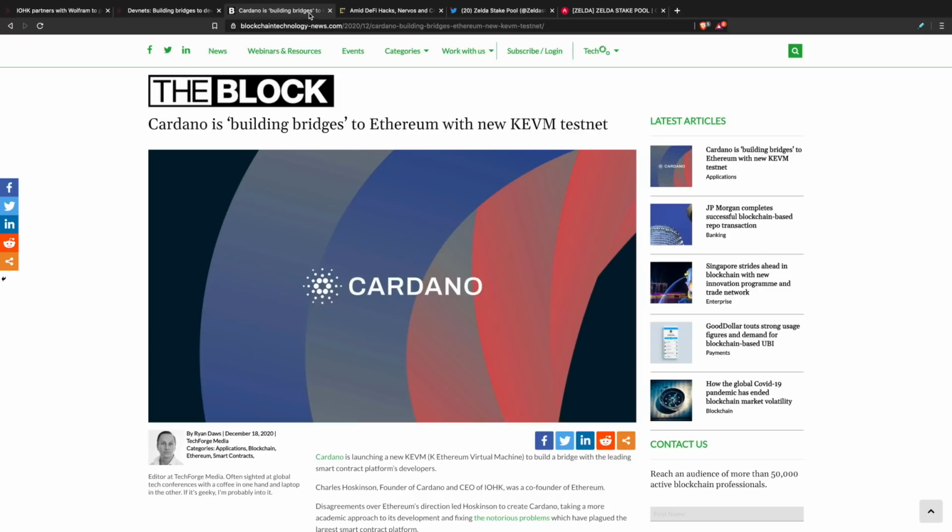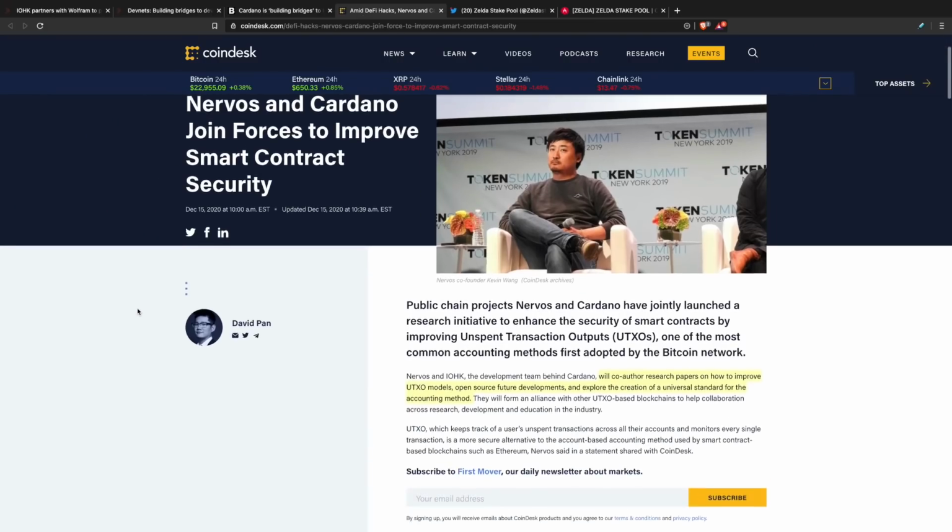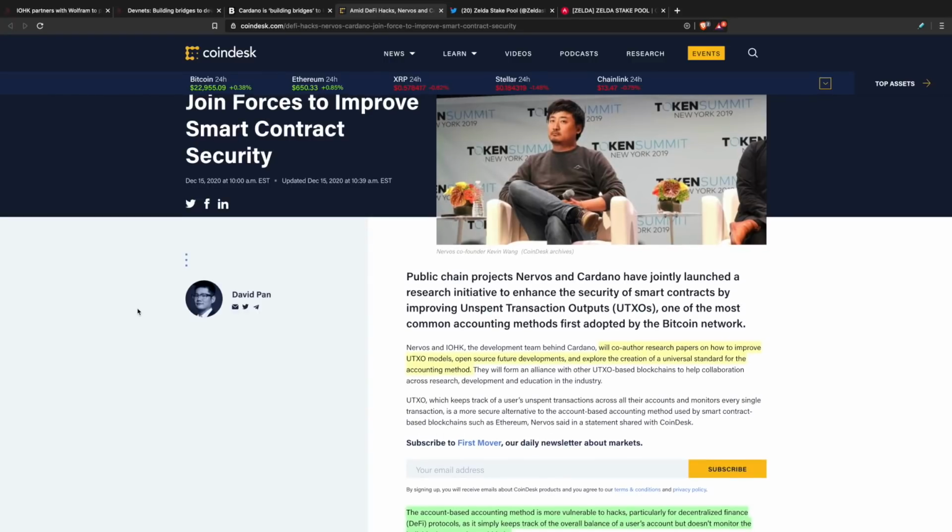And last up, for those of you all who have stayed till the very end, taking a look at some of the things we're seeing with DeFi. So now Nervos Network and IOHK have teamed up in a partnership and co-author some research papers on how to improve the UTXO model. This is a very interesting development as it comes to learning more about the underlying infrastructure behind blockchain technology. So they will form an alliance with other UTXO-based blockchains to help collaboration across research, development, and education in the industry.